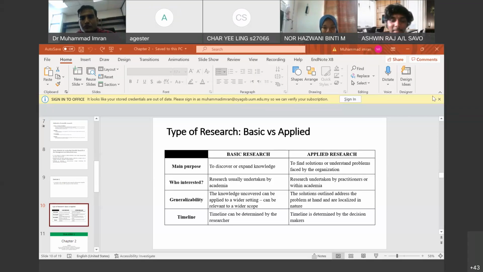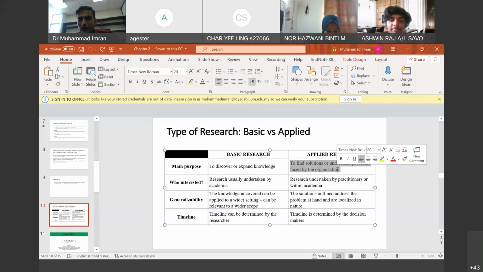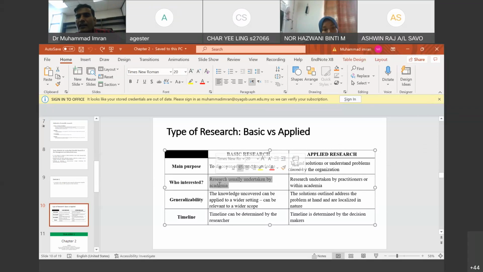Main purpose, to expand the knowledge. Applied research is to find a solution to the problem, a particular solution. Who is interested in basic research? It is undertaken by academicians like us, like lecturers. They produce new knowledge. But the industrial researcher, the practitioner, is just finding a solution. It might be a policymaker finding a solution in a country context, or in an organizational context. Generalizability of the knowledge here.